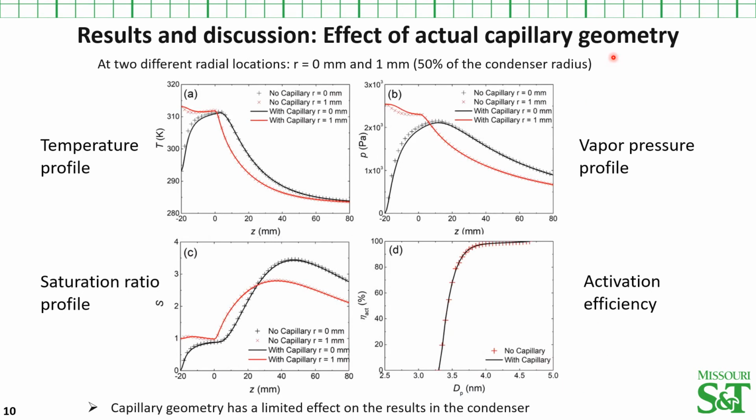Our next task shows how the incorporation of the actual capillary geometry affects the profile of thermodynamic properties and the activation efficiency. Including the capillary geometry caused some flow disturbance in the temperature and vapor pressure profiles. However, the disturbance dissipates soon. Overall, including the capillary geometry would have a very limited effect on the result in the condenser.